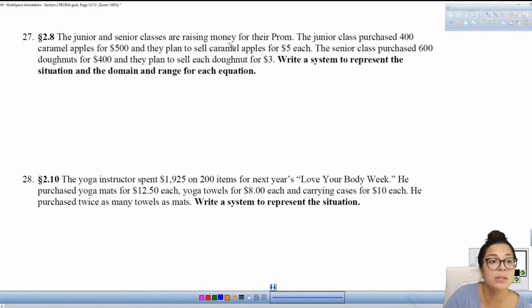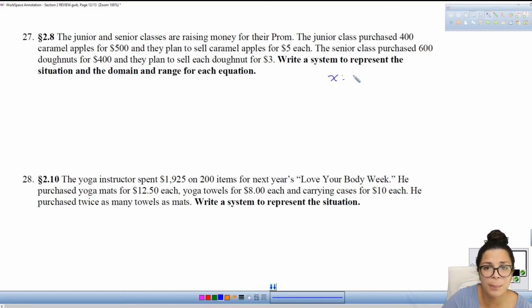Okay, so we have juniors, we have seniors. So we need to write the system to represent the situation, and we need to determine the domain and the range. So first, let's go ahead and write the system.